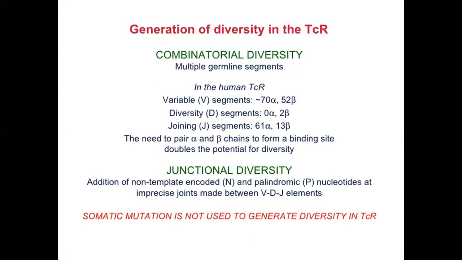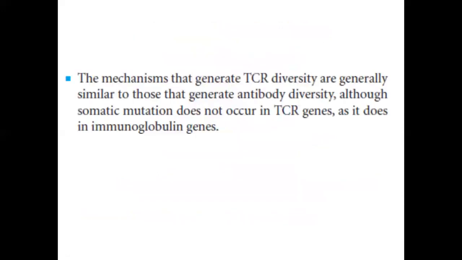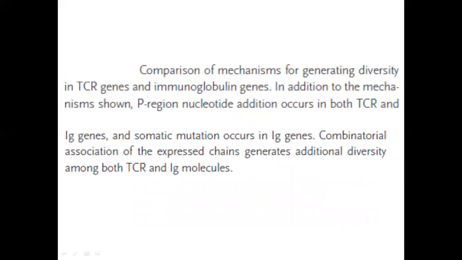So I'll give you the overall view of this. The mechanisms are generally similar to those that generate antibody diversity. Somatic mutation does not occur in TCR genes as it does in the immunoglobulin genes. So here I'm giving the comparison of generating diversity in TCR genes and the immunoglobulin genes. However, the P region nucleotide addition occurs in both TCR and the IG genes. And the combinatorial association of the expressed chains generates additional diversity in both TCR and the IG genes. So same mechanism except the hypermutation.